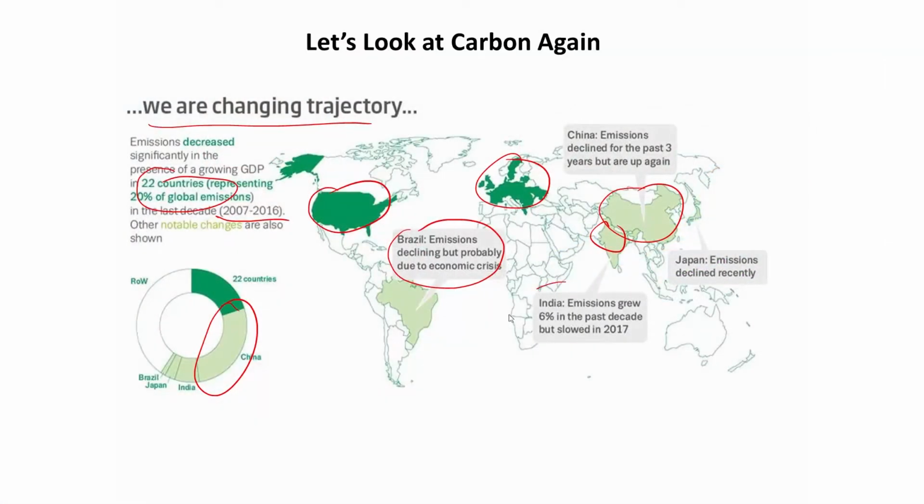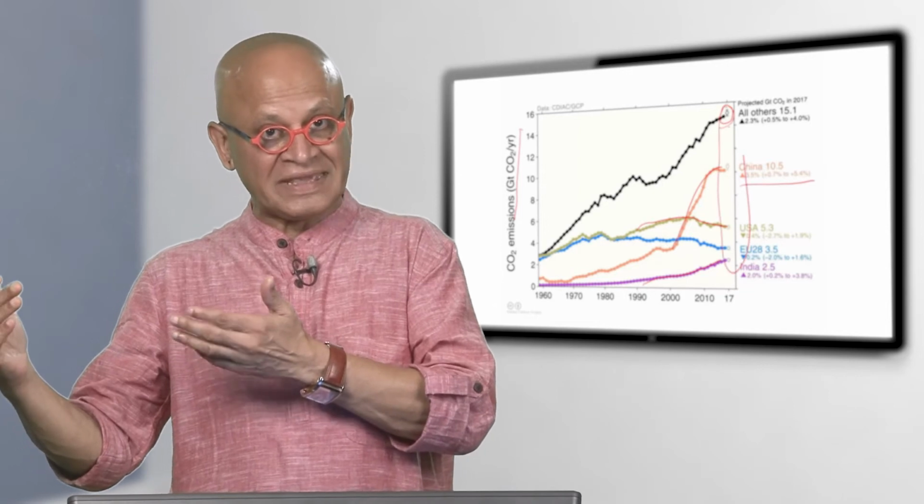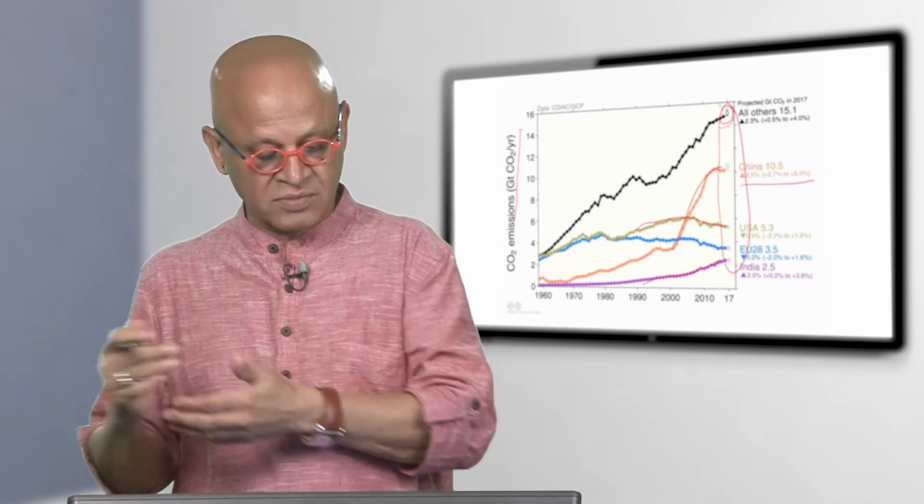India is growing fast, so emissions are increasing. China had declined emissions for a few years, but now they are moving up again, often related to changes from coal and petroleum to natural gas, for example, which emits much less and so on. So, emissions from Japan have declined recently, but this is not a trend that we can infer yet, because these are short term changes.